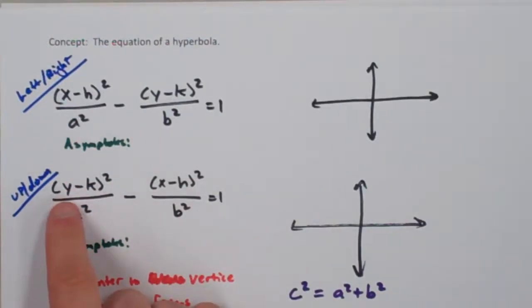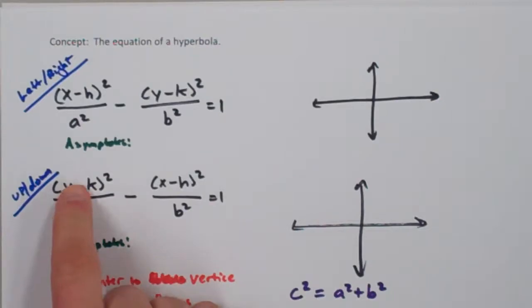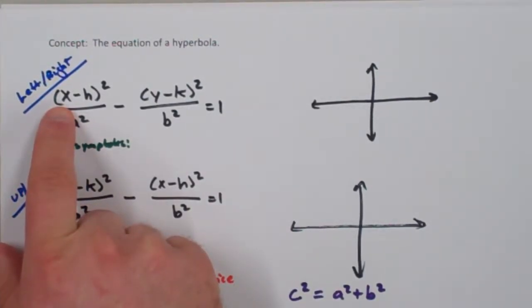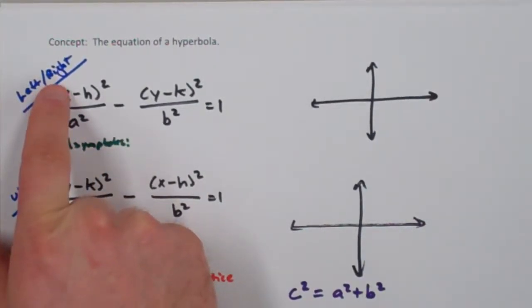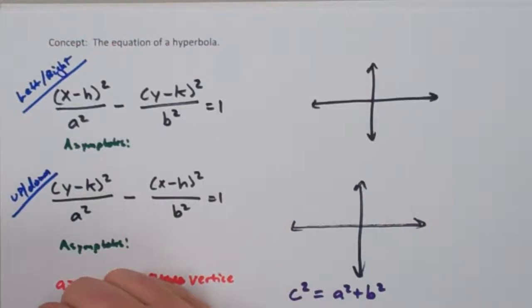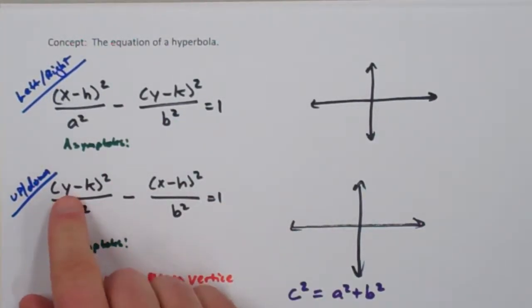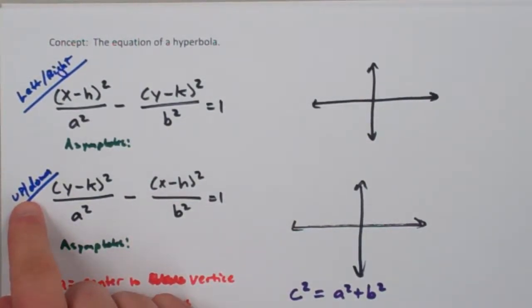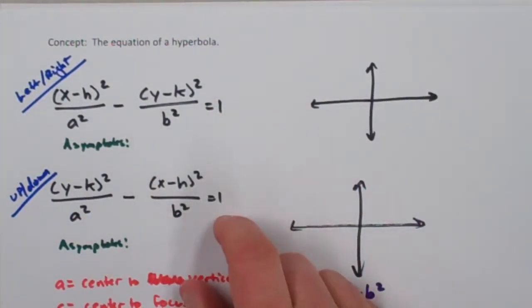And here the y term comes first. So whichever term comes first is going to determine which direction it opens. So if the x term comes first, followed by a minus sign, then you'll have a left and right opening ellipse, or excuse me, a hyperbola. And in this situation where you have a y coming first, it's going to open in the y direction, or up and down. Always going to be a minus sign, always equal to 1.